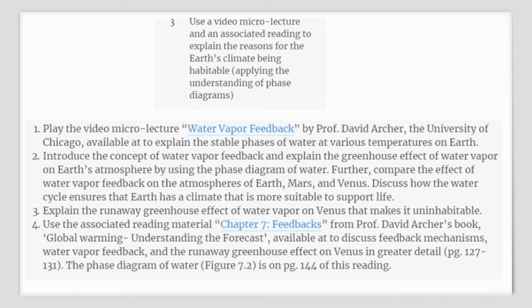You can at this point introduce the concept of the water vapor feedback and explain the greenhouse effect of water vapor on Earth's atmosphere by using the phase diagram of water. Further, compare the effect of water vapor feedback on the atmospheres of Earth, Mars, and Venus. Discuss with your students how the water cycle ensures that the Earth has a climate that is more suitable to support life.